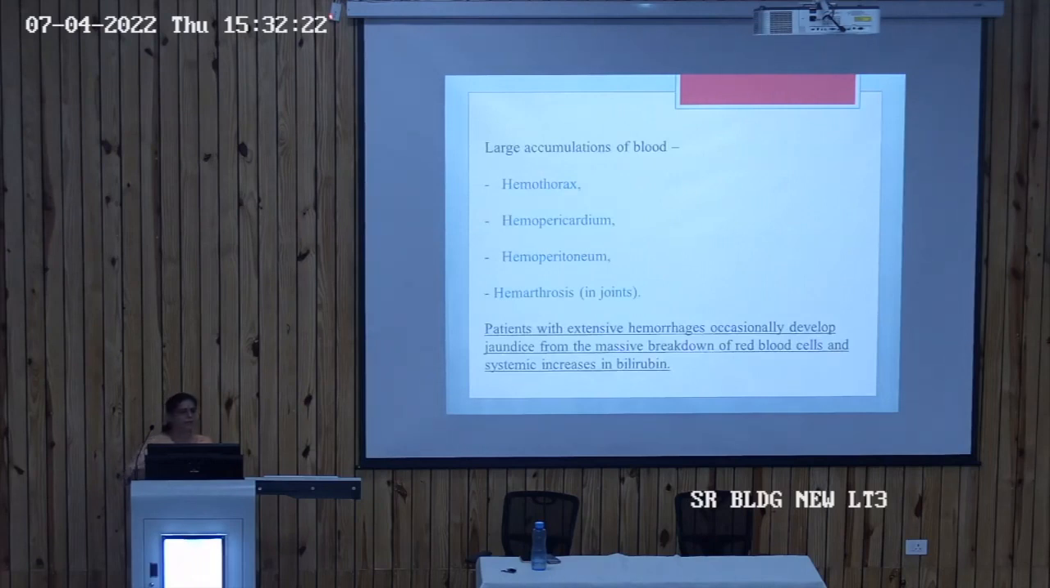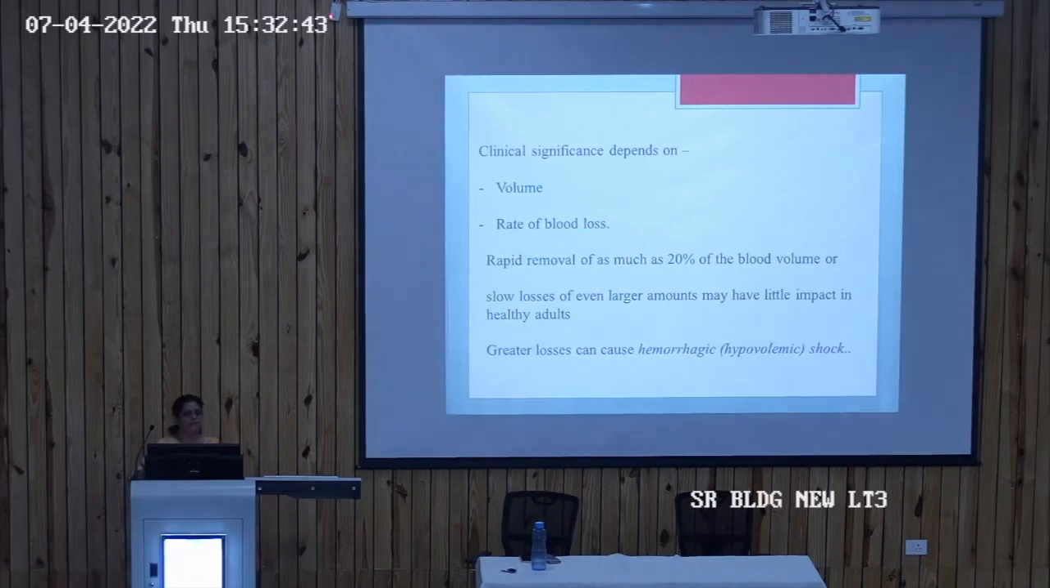Large accumulations of blood, depending on the cavity, are known as hemothorax, hemopericardium, hemoperitoneum, and hemarthrosis in the joints. Patients with extensive hemorrhages occasionally develop jaundice from massive breakdown of red blood cells and systemic increases in bilirubin. Clinical significance depends upon volume of loss and the rate of blood loss. Rapid removal of as much as 20% of the blood volume or slow losses of even larger volume may have little impact in healthy adults. Greater losses can be hemorrhagic, causing hypovolemic shock.